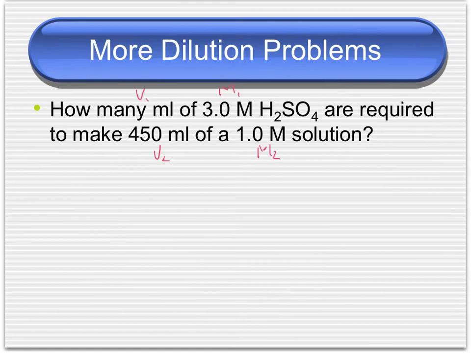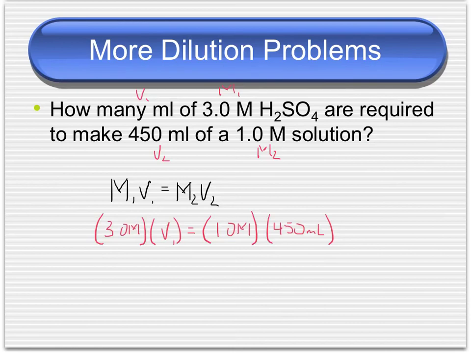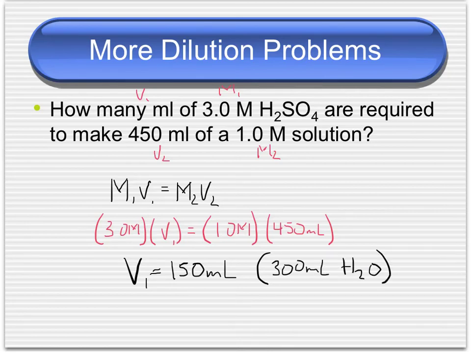Alright, you can see that I've annotated the different pieces of information. So we have M1, we have M2 and V2, we're looking for V1 again. So let's take the numbers, plug them into our equation, leave our unknown as a variable. Do a little bit of algebra here, and we can solve for V1, and we can find out that we need 150 milliliters of the 3 molar sulfuric acid solution. And then we would fill it up to 450, which means we're going to need to add 300 milliliters of water. And that's going to create our solution of 1 molar sulfuric acid.